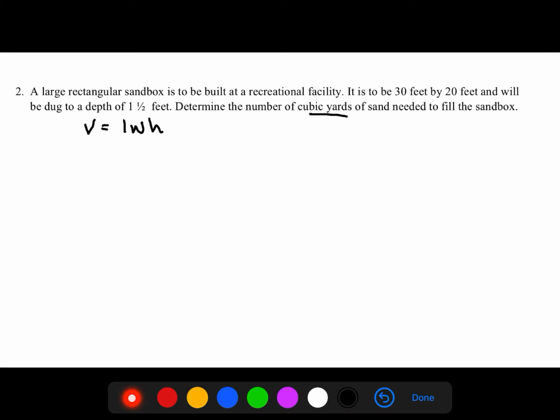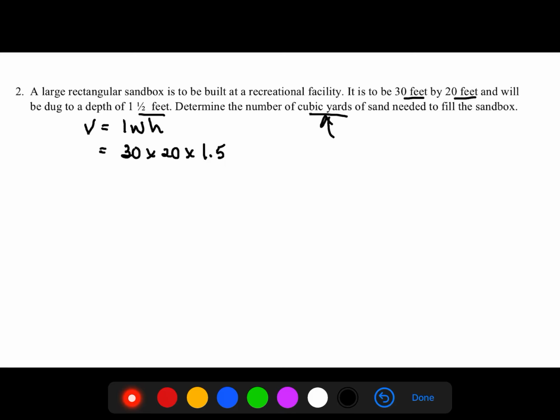So volume of a rectangular prism is length times width times height. And also notice that we have all of our measurements in feet. It's asking us in cubic yards. So they sell sand in cubic yards. So we're going to do our calculations here.